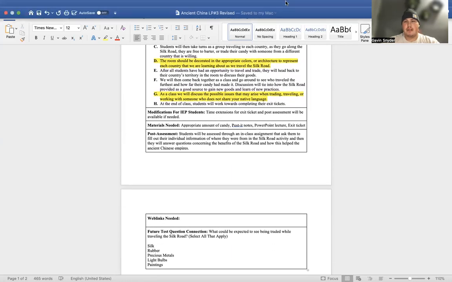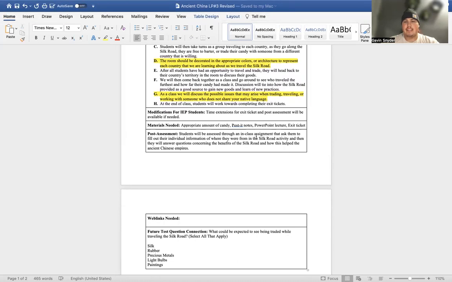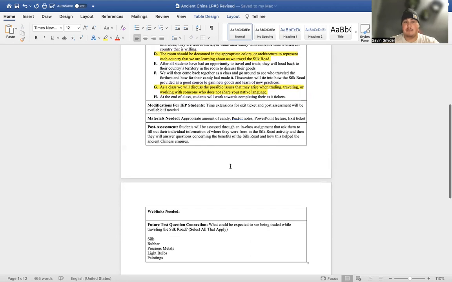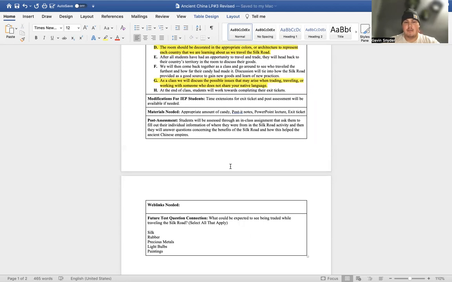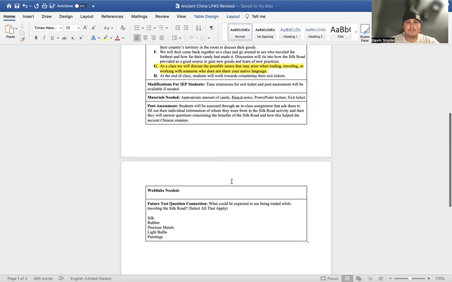Post assessment: students will be assessed through an in-class assignment that asks them to fill out their individual information of where they started on the Silk Road, and then they'll answer questions concerning the benefits of the Silk Road and how this helped ancient Chinese empires. That'll be the next day thing. We got so caught up in the activity that I pushed this back and we'll do it the next day. It should still be fresh on their minds, and it seemed like they enjoyed it, so they should have been really engaged and remember this.